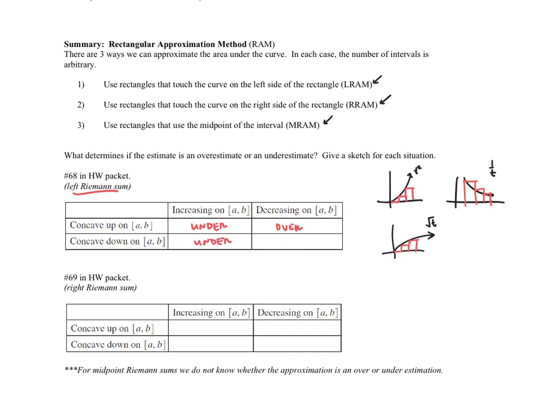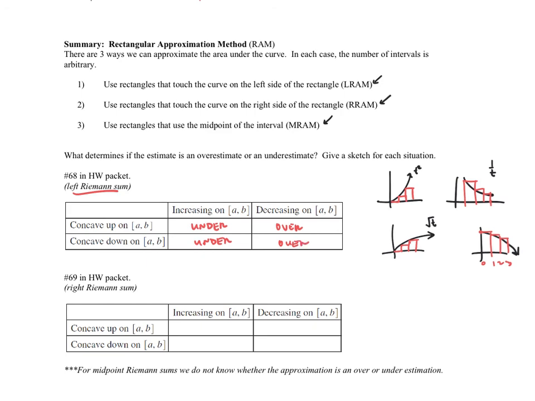Concave down decreasing might be a function like this. I don't know what that function would be necessarily, but whatever, I don't need a name for it. Let's look at the LRAM here. I could go from 0 to 3, 1, 2. Clearly that's an overestimate.